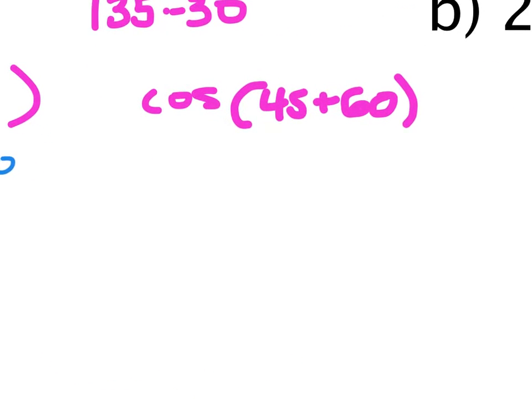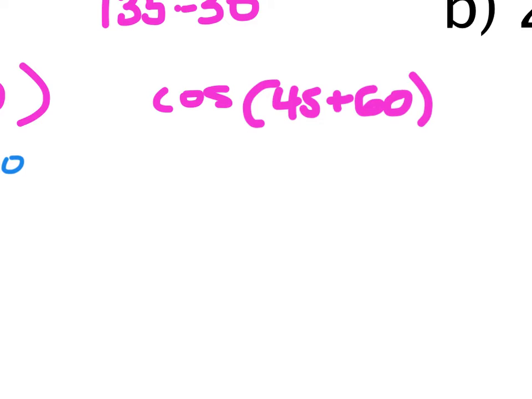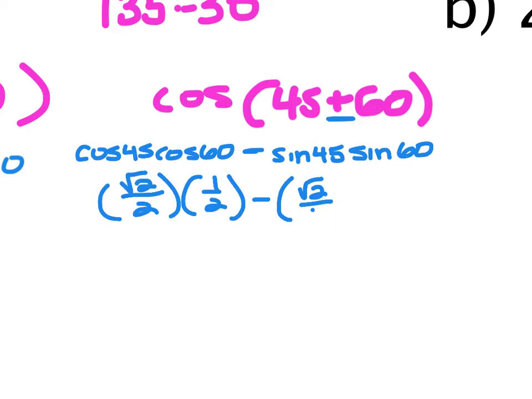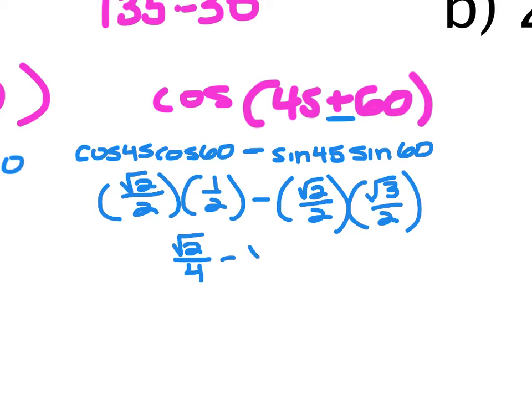Now let's look at cosine. So the pattern for cosine is cosine, cosine, sine, sine. I would do cosine of 45, cosine of 60. The sign changes with cosine, so it becomes minus sine 45, sine 60. The cosine at 45 is root 2 over 2. The cosine at 60 is 1/2. Sine at 45 is root 2 over 2. Sine at 60 is root 3 over 2. Multiply out your first pair, you get root 2 over 4. Multiply out your next pair, you get root 6 over 4. And I get root 2 minus root 6 all over 4.